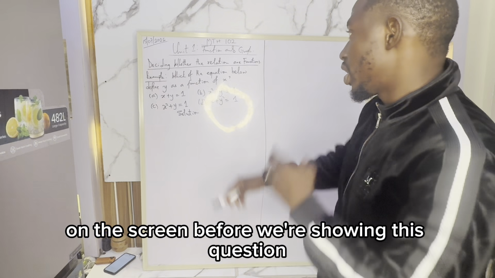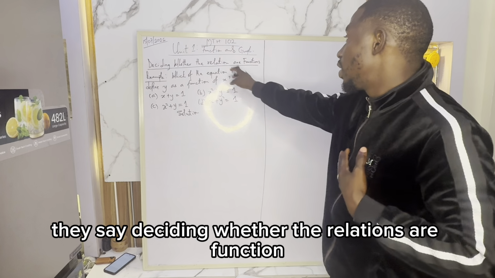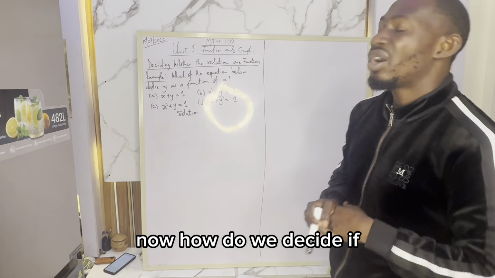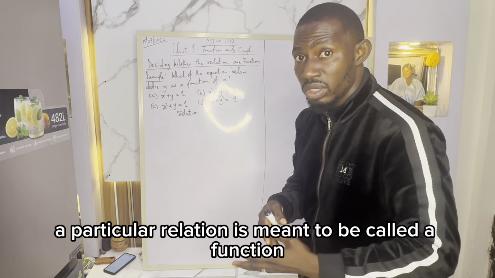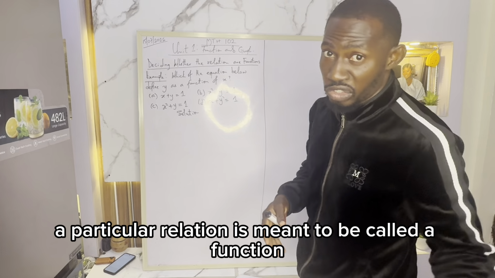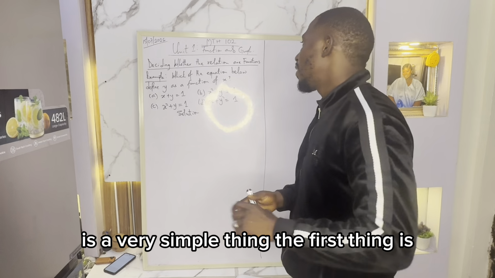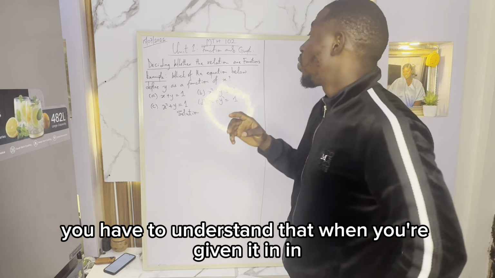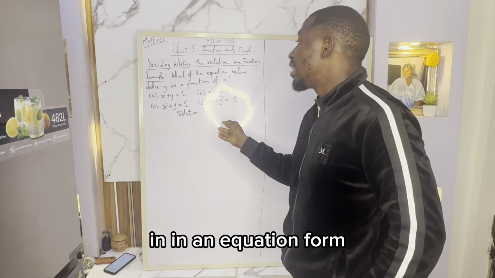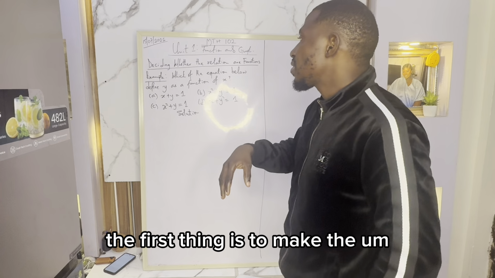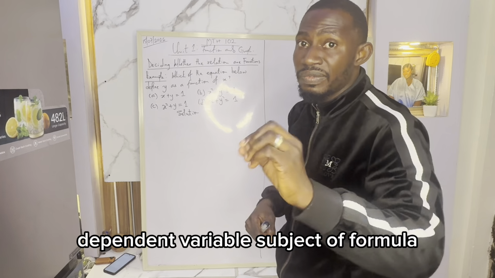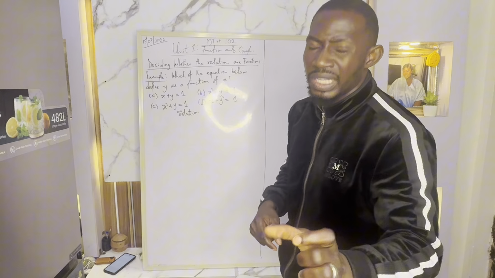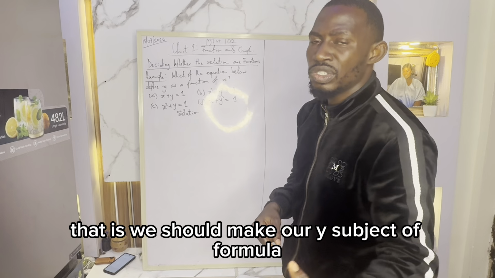Now, from the screen before, we were shown this question. They said deciding whether the relations are function. Now, how do we decide if a particular relation is meant to be called a function? It's a very simple thing. The first thing is you have to understand that when you are given it in an equation form, the first thing is to make the dependent variable subject of formula. That is, we should make our y subject of formula.